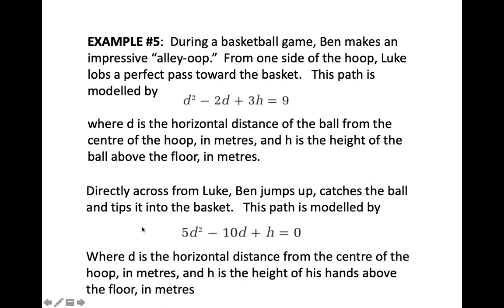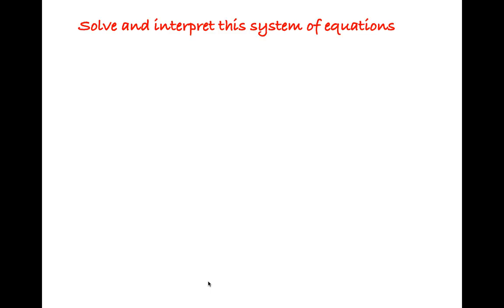Then, directly across from Luke, Ben jumps up and catches the ball and tips it into the basket, and this path is modeled by the following quadratic function. You'll notice once again that D is a horizontal distance from the center of the hoop. But H this time is the height of his hands above the floor. In other words, one of them is throwing a ball, that's the height of the ball, and the other is the height of the hands. So the question we're going to take a look at is, what's going to happen if we actually solve these two? Solve and interpret this system of equations.